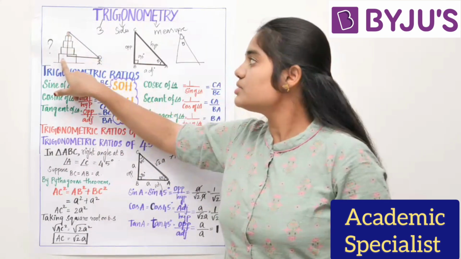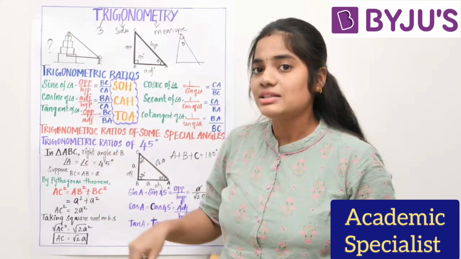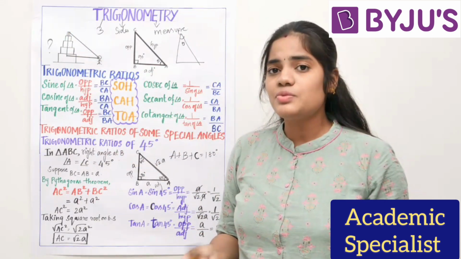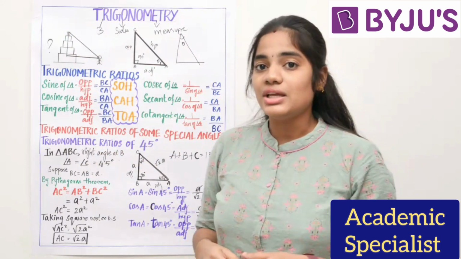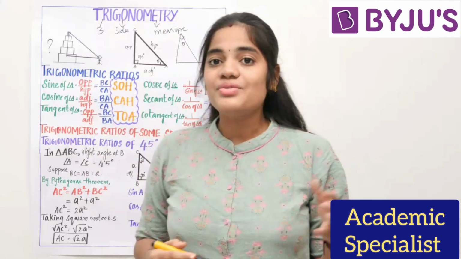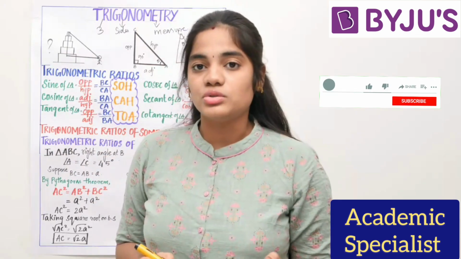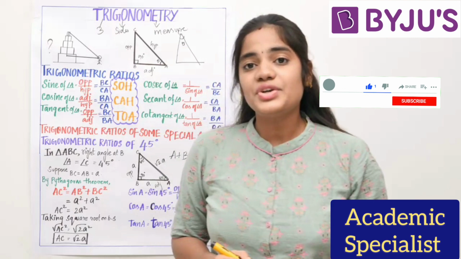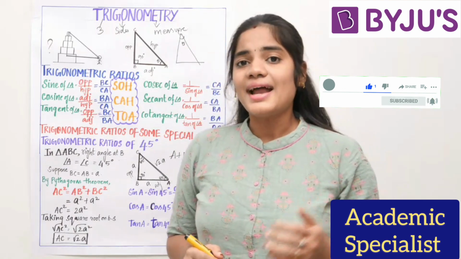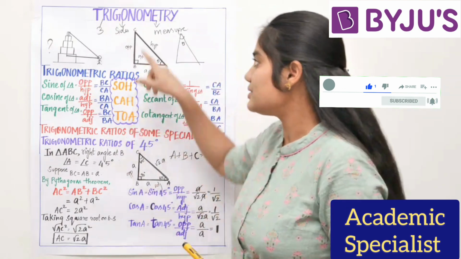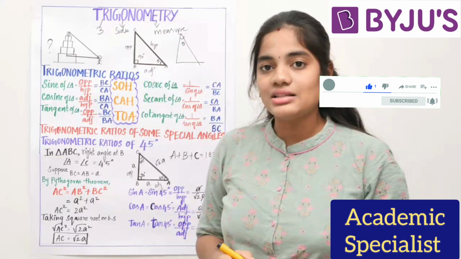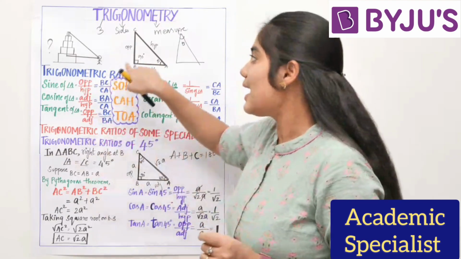Here it forms a right angle triangle. Can we find the height of Qutub Minar? Is it possible? By using trigonometry, we can find the height of the Qutub Minar. So let's go with the trigonometric ratios. For that, I am considering a right angle triangle, with the right angle at B.